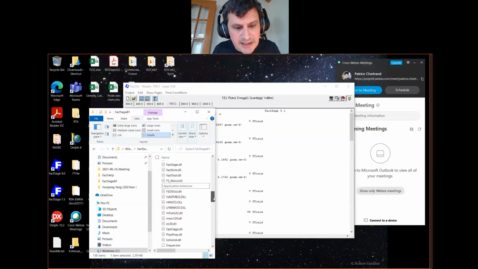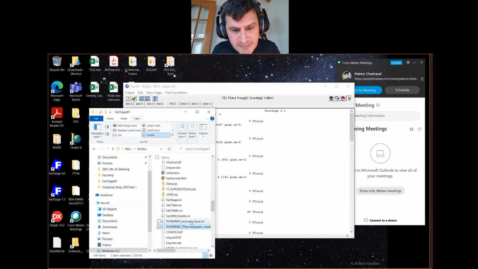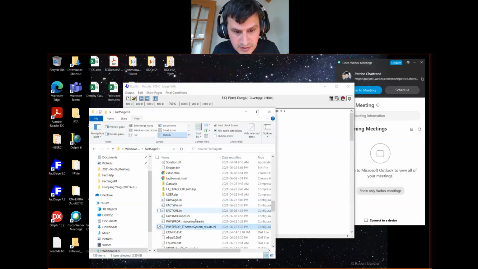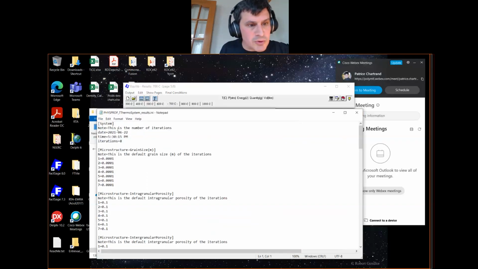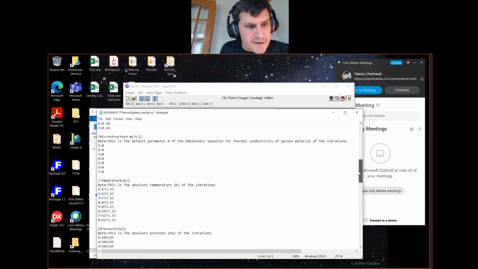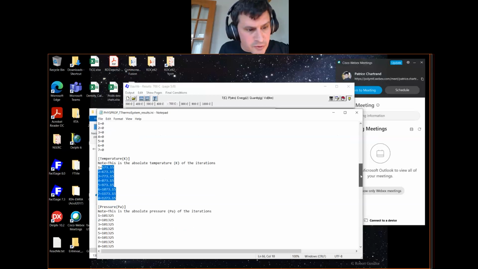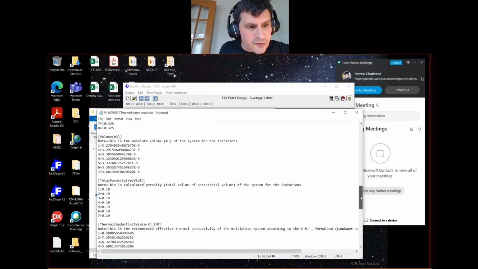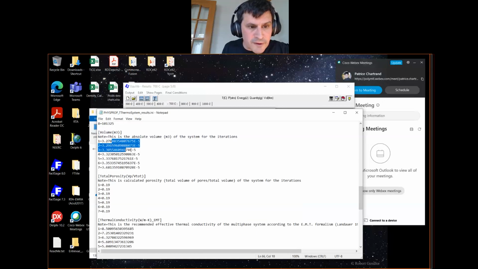Now, the results of the microstructure thermal conductivity will be obtained in the physprop t-thermosystem result INI file. If you double click here, you will see the characteristics of the calculation in terms of the grain size in meters, the intragranular porosity, intergranular porosity, critical porosity, the value of M, the temperature of every calculation, followed by the pressure, and also you will get the total volume of the system.